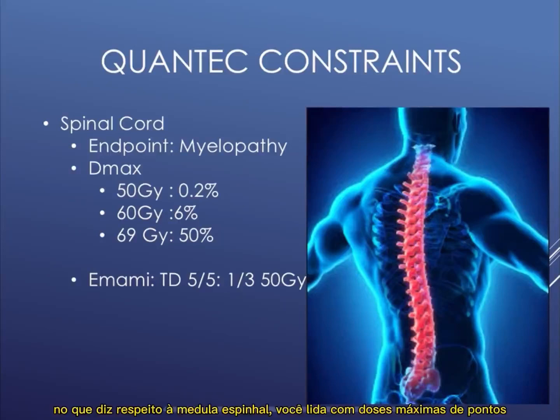As far as the spinal cord, you deal with max point doses. So we look at our Dmax, where 50 gray will represent a 0.2% chance of myelopathy, and up to 69 gray where you have a 50% chance. And MSKCC, they use about 1/3 going to 50 gray.